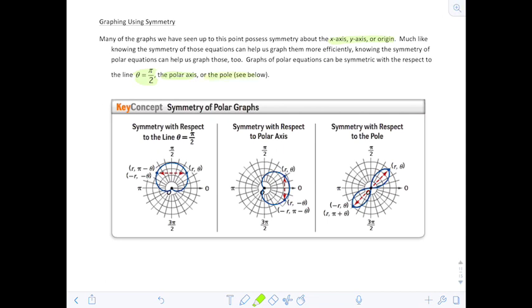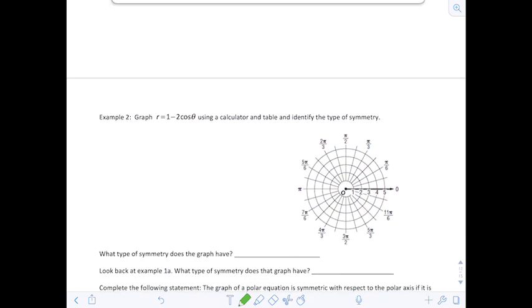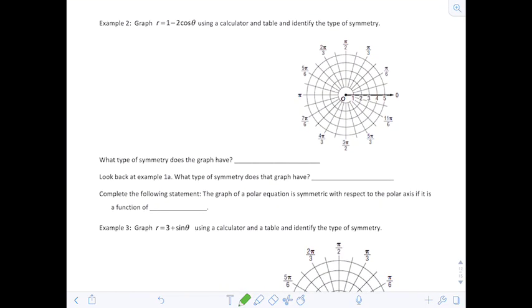So as we look at this diagram, these are just some examples of symmetry, nothing more. If you have a graph that has symmetry with respect to the line theta equals pi over 2, it looks like this first box here. The second one, symmetry with respect to the polar axis, in other words, flipping it over what we would think of as the x-axis. And then the third one, symmetry with respect to the pole. So in other words, rotating it 180 degrees or pi radians around the pole, it will look exactly like itself. So those are visually the symmetries that we're going to talk about. Now let's look at some more graphs.